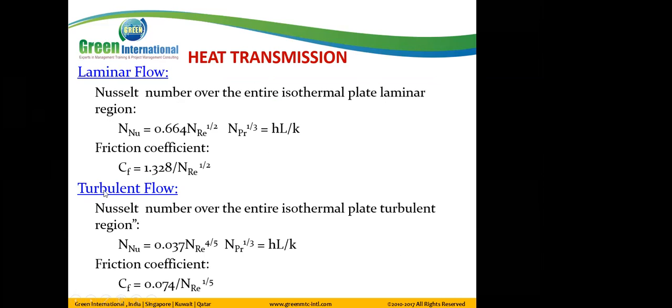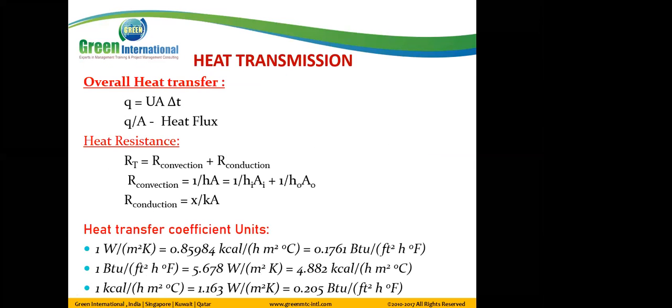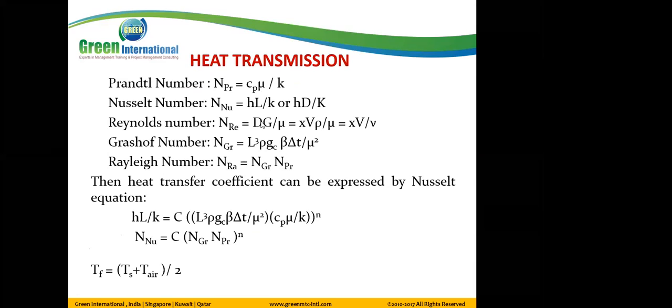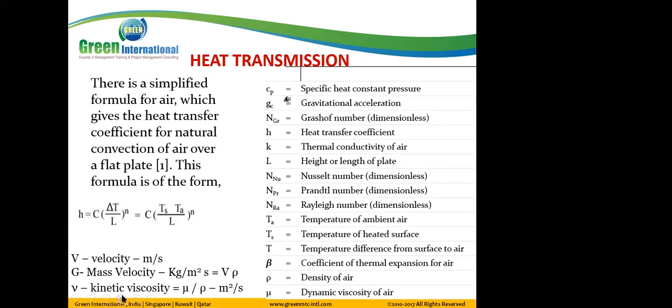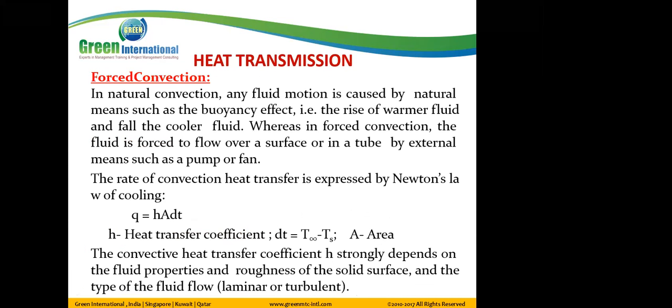How do you know whether it is laminar flow or turbulent flow? You have to calculate the Reynolds number. You can see the formula here: Reynolds number is D G by mu, where D is the diameter, G is the mass velocity, which is V rho, where V is the velocity and rho is the density, and mu is the viscosity. So you can calculate the Reynolds number. If it is less than 5 into 10 to the power of 5, then it is laminar flow. If it is greater than 5 into 10 to the power of 5, then it is turbulent flow. Then if it is laminar flow, you can use this formula.